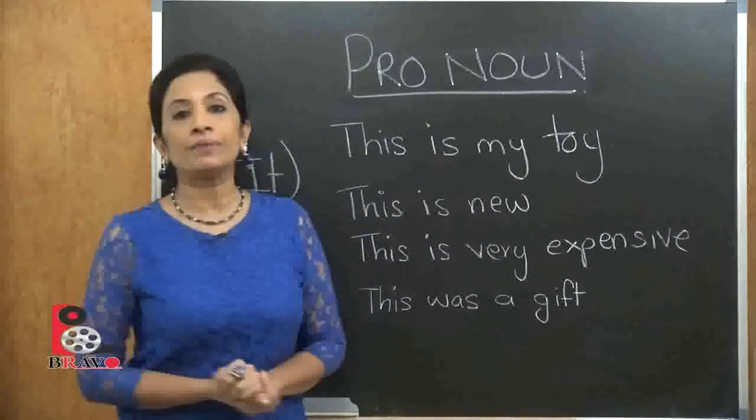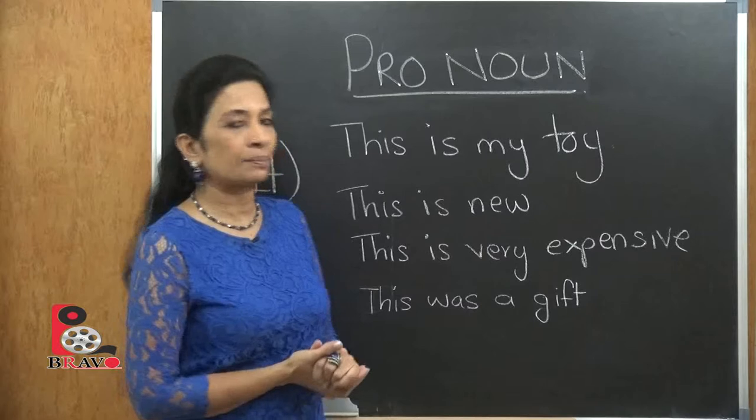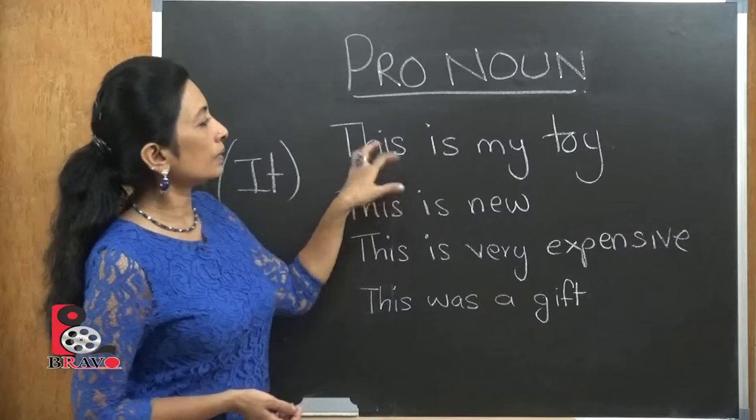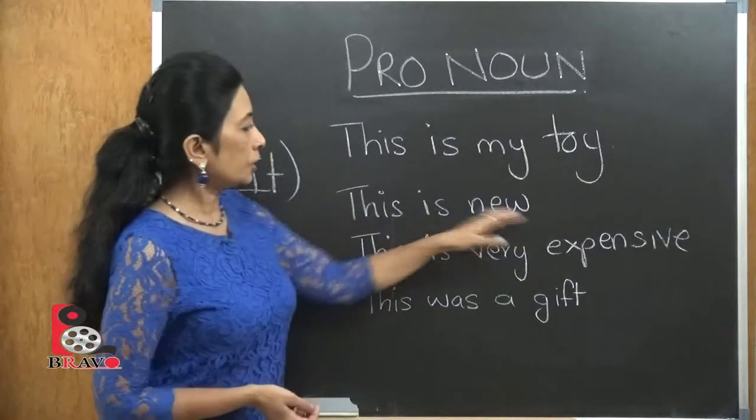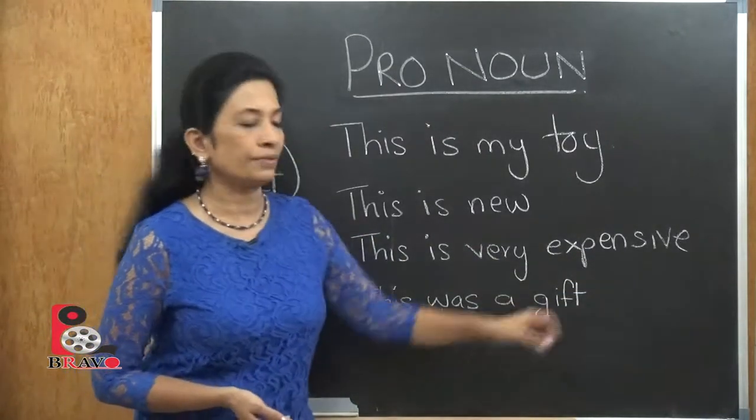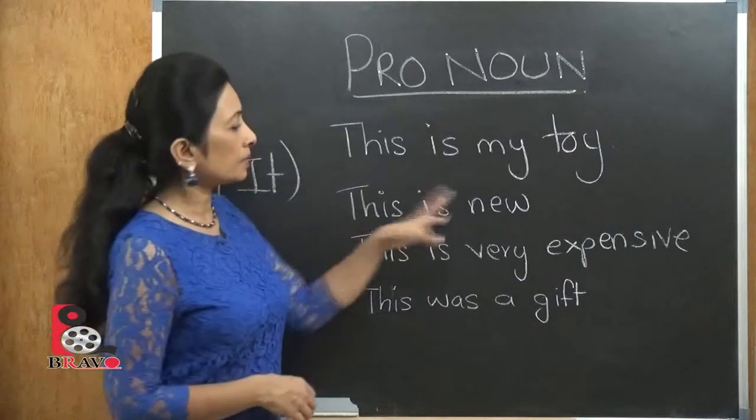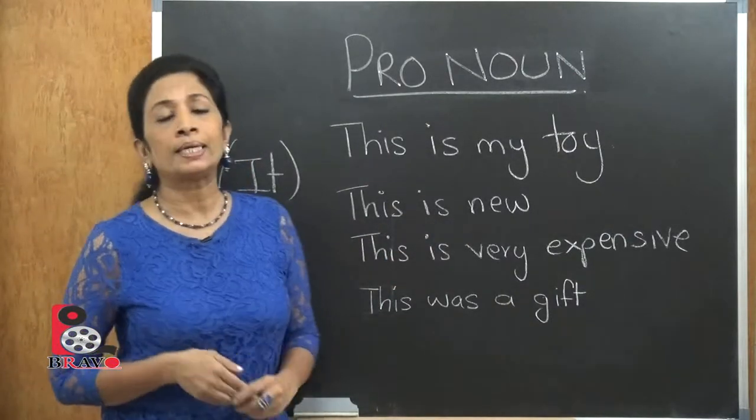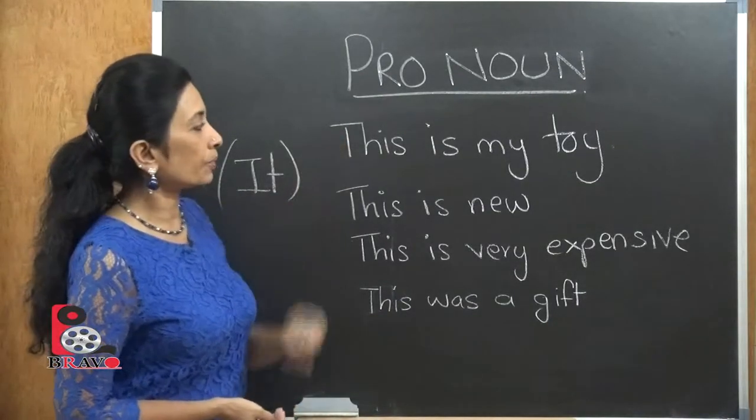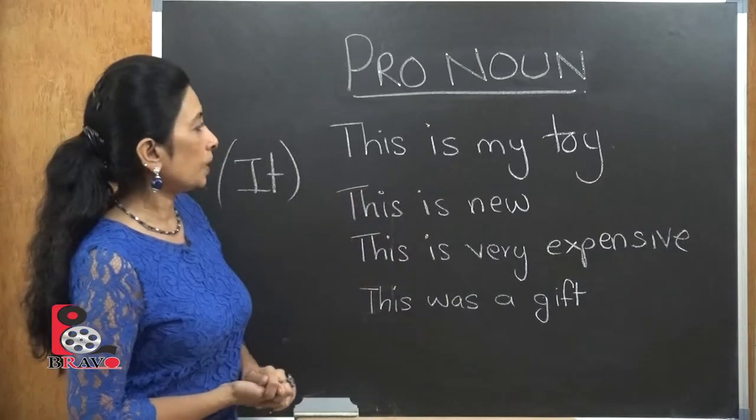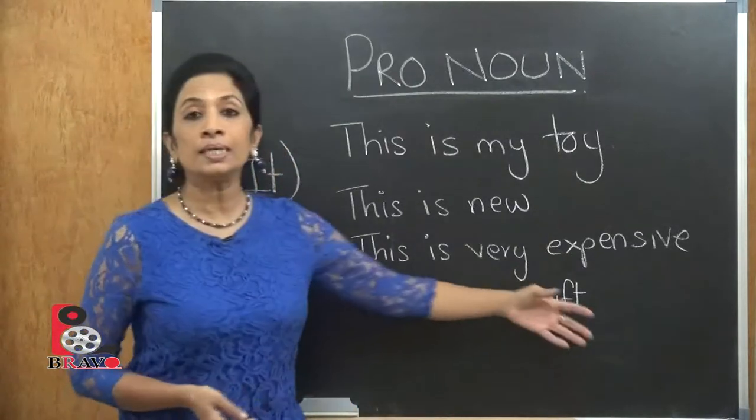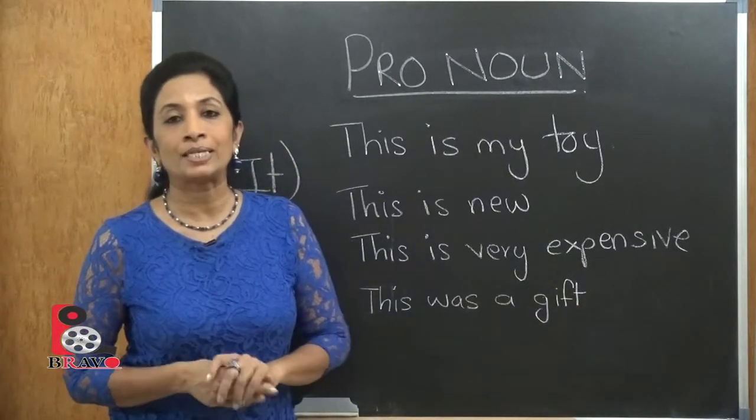Okay, we have seen he, we have seen she. Now, let us move on to it, which is a pronoun. Here, it says, this is my toy. Now, this is the noun. This is my toy. This is new. This is very expensive. This was a gift. It gets boring and repetitive if you keep on saying this is new, this is expensive. So, how can we make it non-repetitive? We add the pronoun to the statement. So, we can say this is my toy, it is new, it is very expensive, it was a gift. I hope it simplifies things and you understand it.